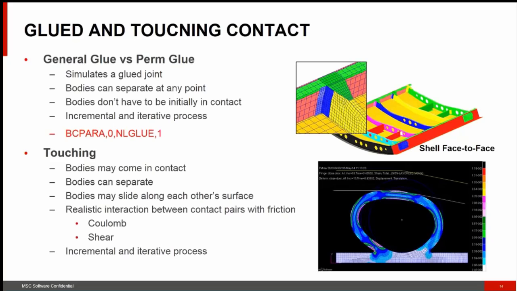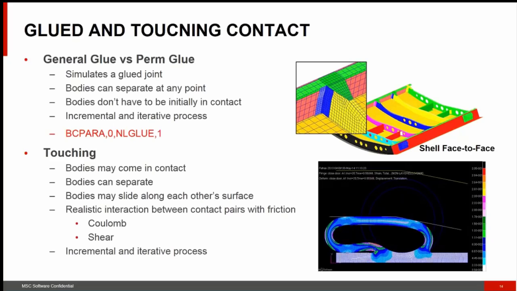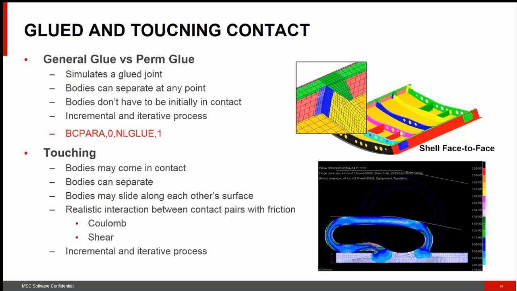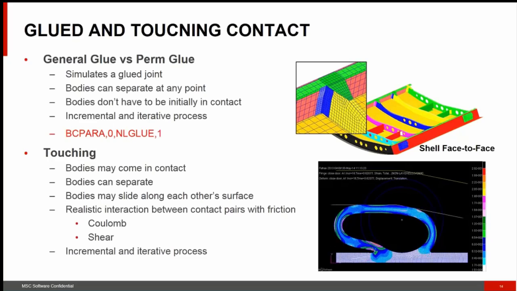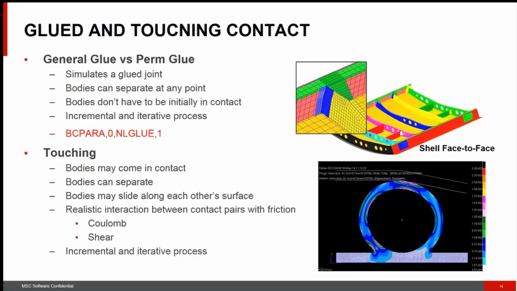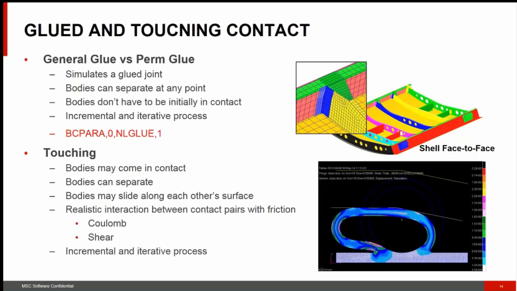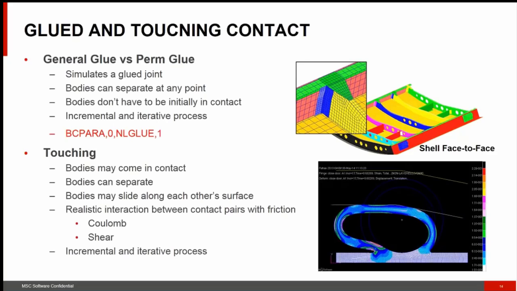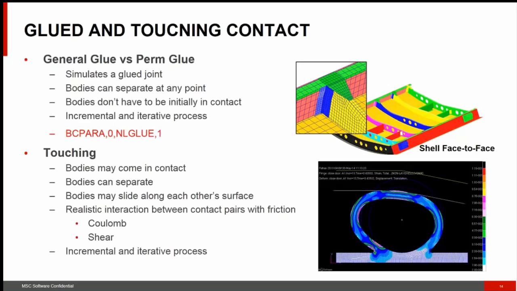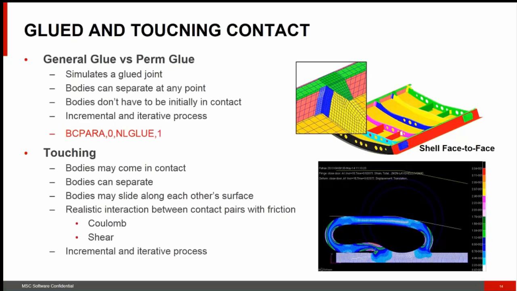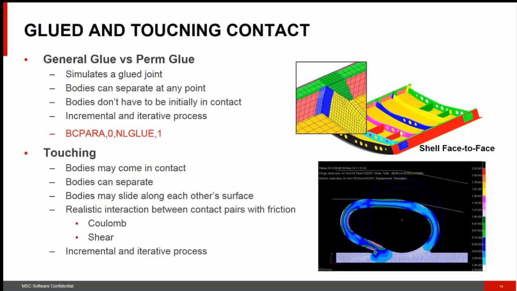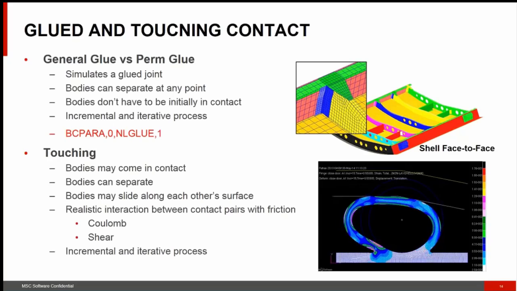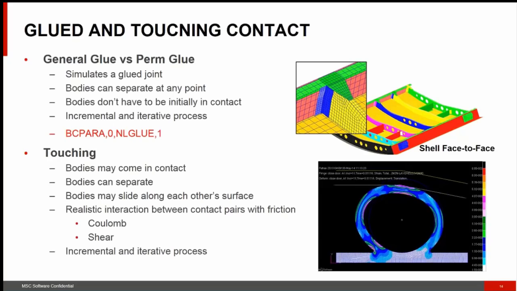Now, we've discussed the glue, but what about touching contact? For touching contact, parts can come into contact in compression and pull apart in tension. Compression loads are transferred, and the bodies may slide along each other's surfaces, whether the friction is there or not. So for touching contact, in order to calculate the real behavior of the structure, it's important to include the friction if the model dictates so. Optionally, the tangential load can be transferred when friction is defined. The touching option is only available in solution 400, 101 and 700.